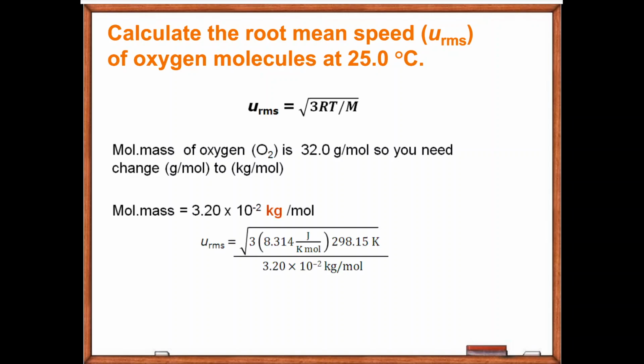So 3 times 8.314 joules over K per mole, times the temperature in Kelvin, then over the molecular mass of oxygen in kilograms. The reason you need kilograms is to match with joules, and it'll end up with meters per second. So really not too tough of a problem. But just know how to use that formula if I give it to you. The only thing here is knowing that you need kilograms.